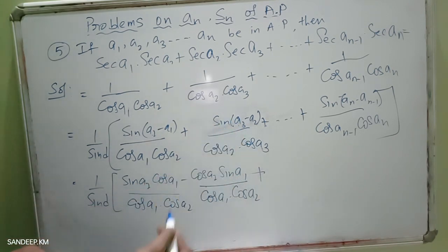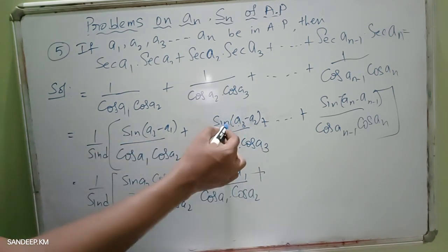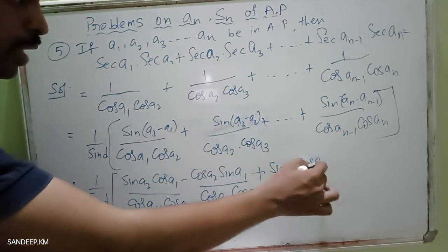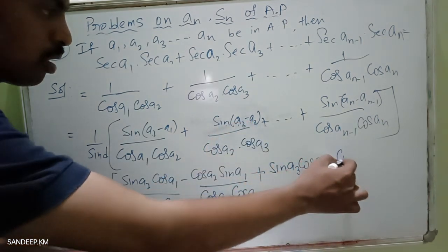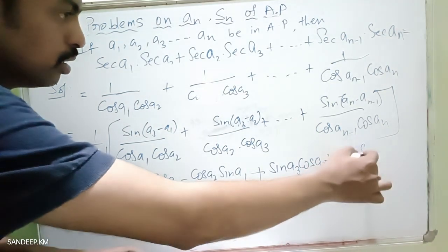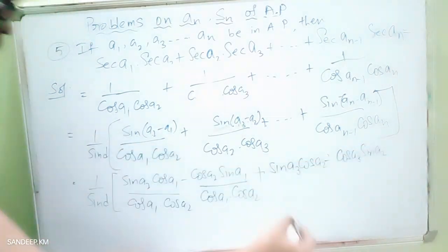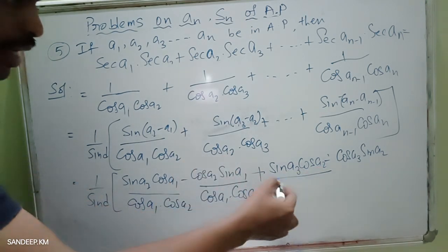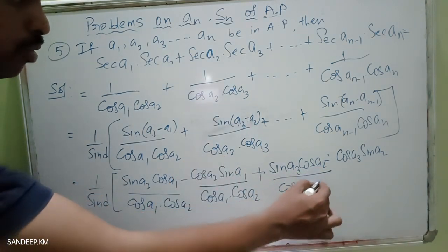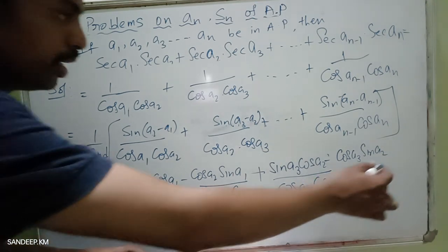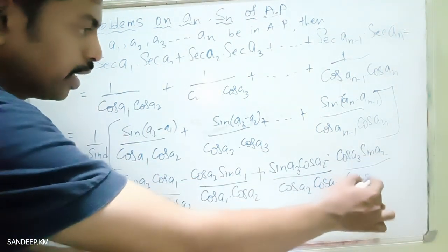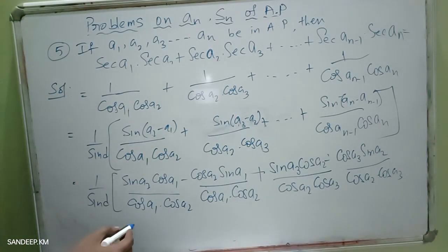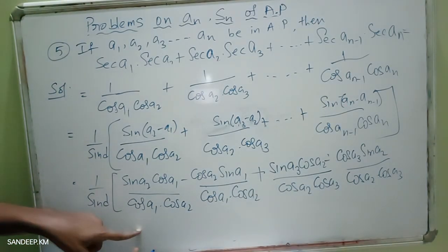Similarly, here I will write sin of a minus b again, sin a cos b minus cos a sin b, and the common denominator cos a2 into cos a3. I will write here cos a2 into cos a3, and here also cos a2 into cos a3. Okay? And so on. If possible, you write the next term also.